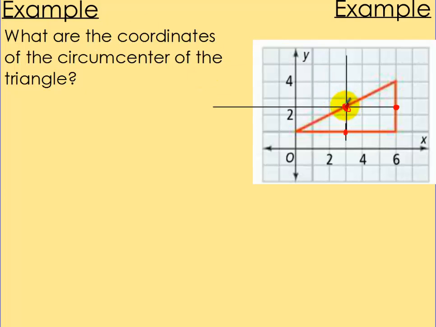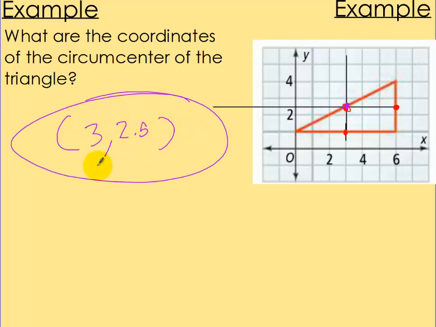Well, what are the coordinates right here? I think my x value is clearly 3. And this went up to, what's this? It's halfway through, so that's going to be 2.5. So 2.5. That's my coordinates of the circumcenter of the triangle. That's it.